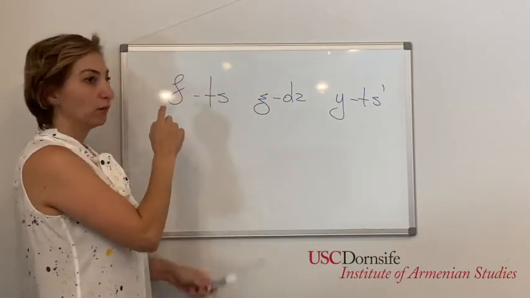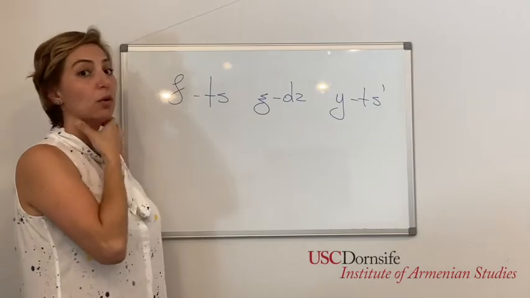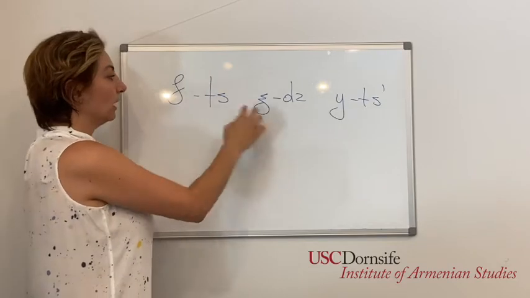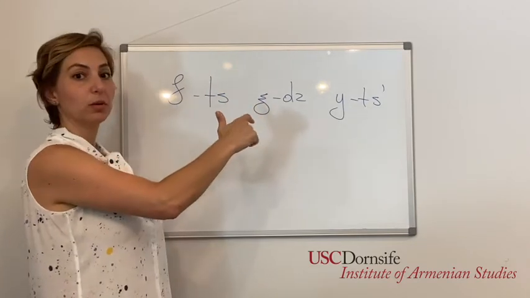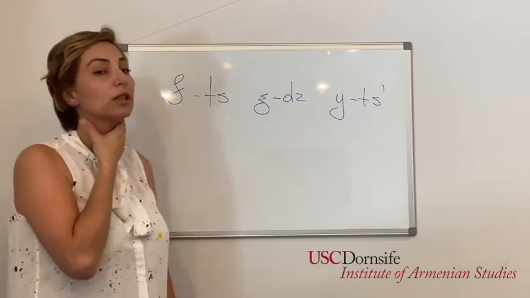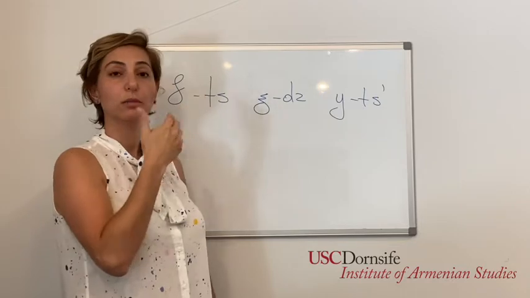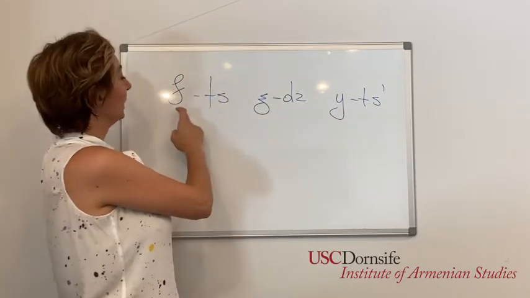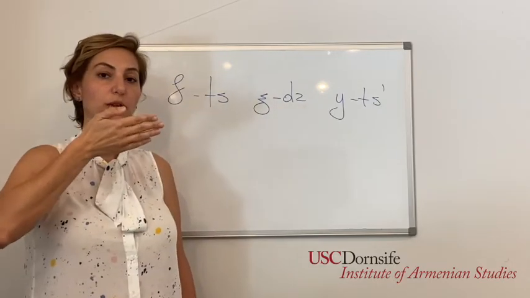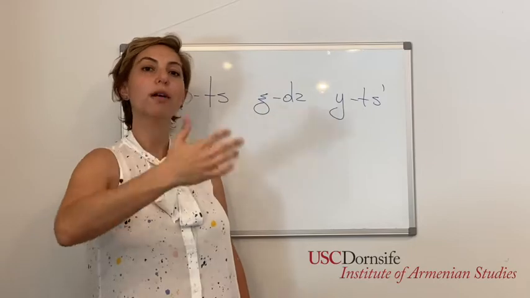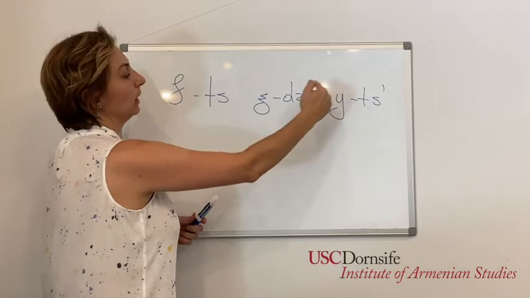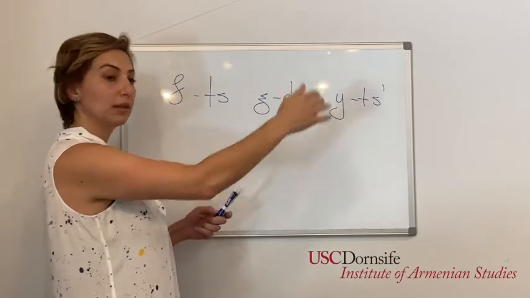So ծ is your voiceless one, meaning your vocal cords are not active and it's not aspirated. There's no breath coming out. ձ is the voiced equivalent. Your vocal cords are vibrating when you say it. So if you actually place your fingers around your throat, you'll hear the vibration. And then ց is the same sound as ծ, but it's aspirated. So if you place your hand in front of your mouth, you should feel a puff of air coming out.